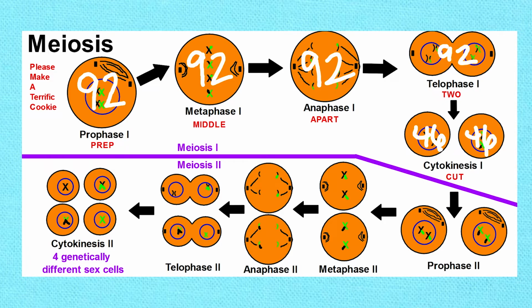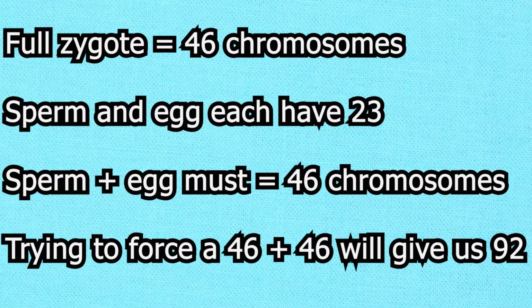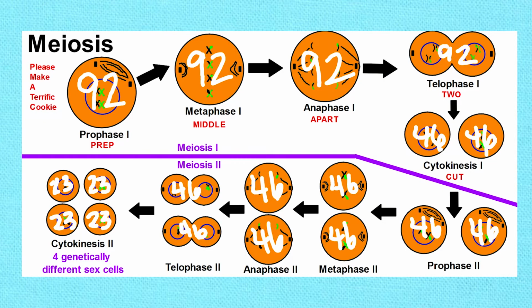Remember, sperm, egg can't combine 46 and 46. That will not give us the correct 23 pairs of chromosomes. So we go straight into our other split to get these sex cells. And by the time we get to cytokinesis 2, we have split them all into 4 cells with 23 chromosomes each. This could be 4 sperm, this could be 4 egg, and they're combined with 4 more sperm and combine with 4 more egg to make our 46.